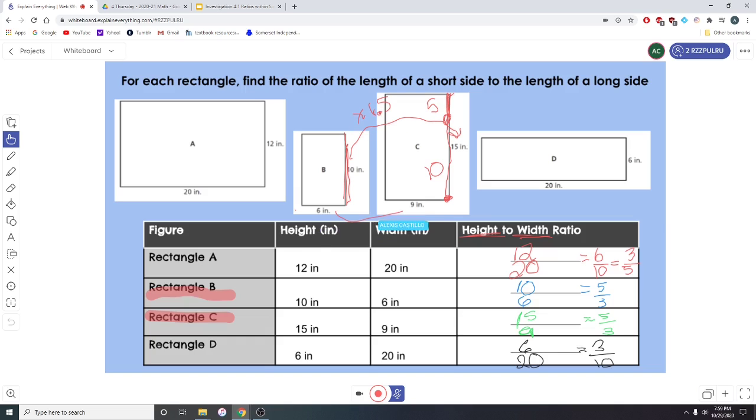These two are similar figures, with the scale factor of 1.5. And we know that they're similar because their ratios right here and here reduce to the same fraction. These are what we call equivalent fractions.